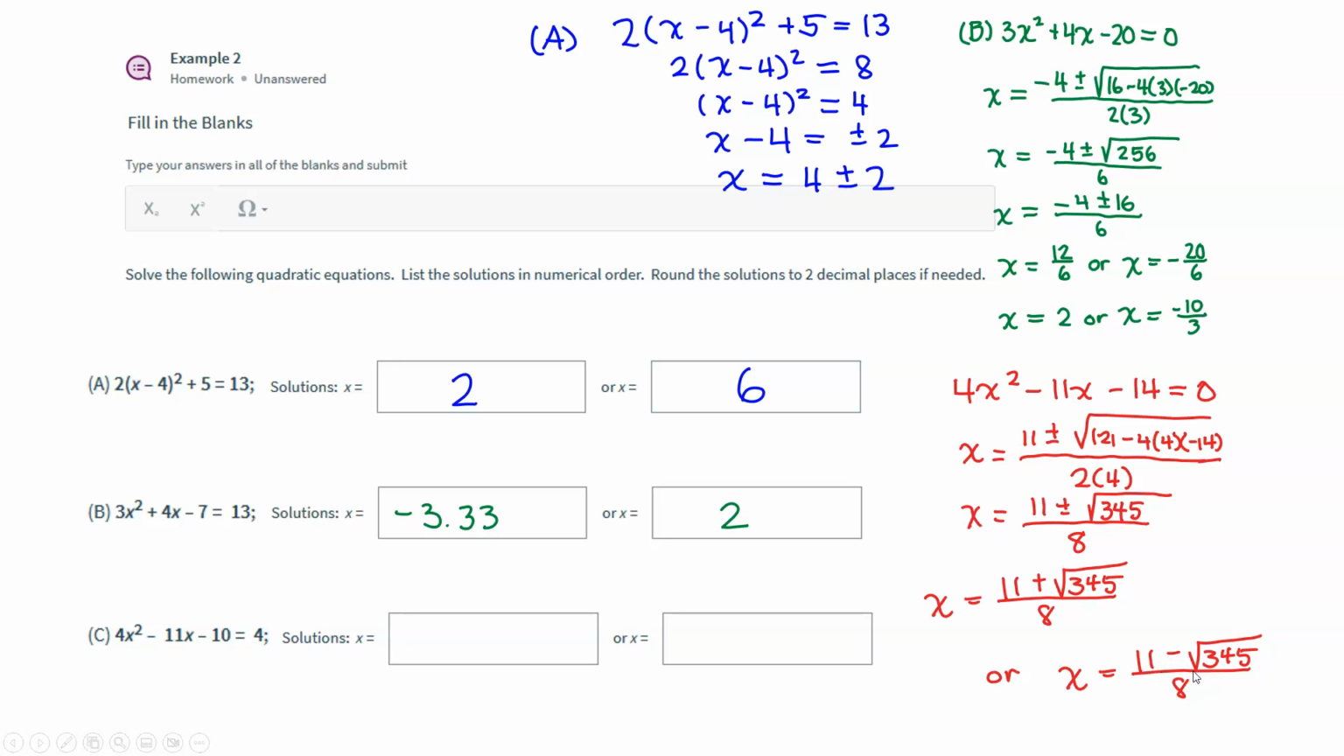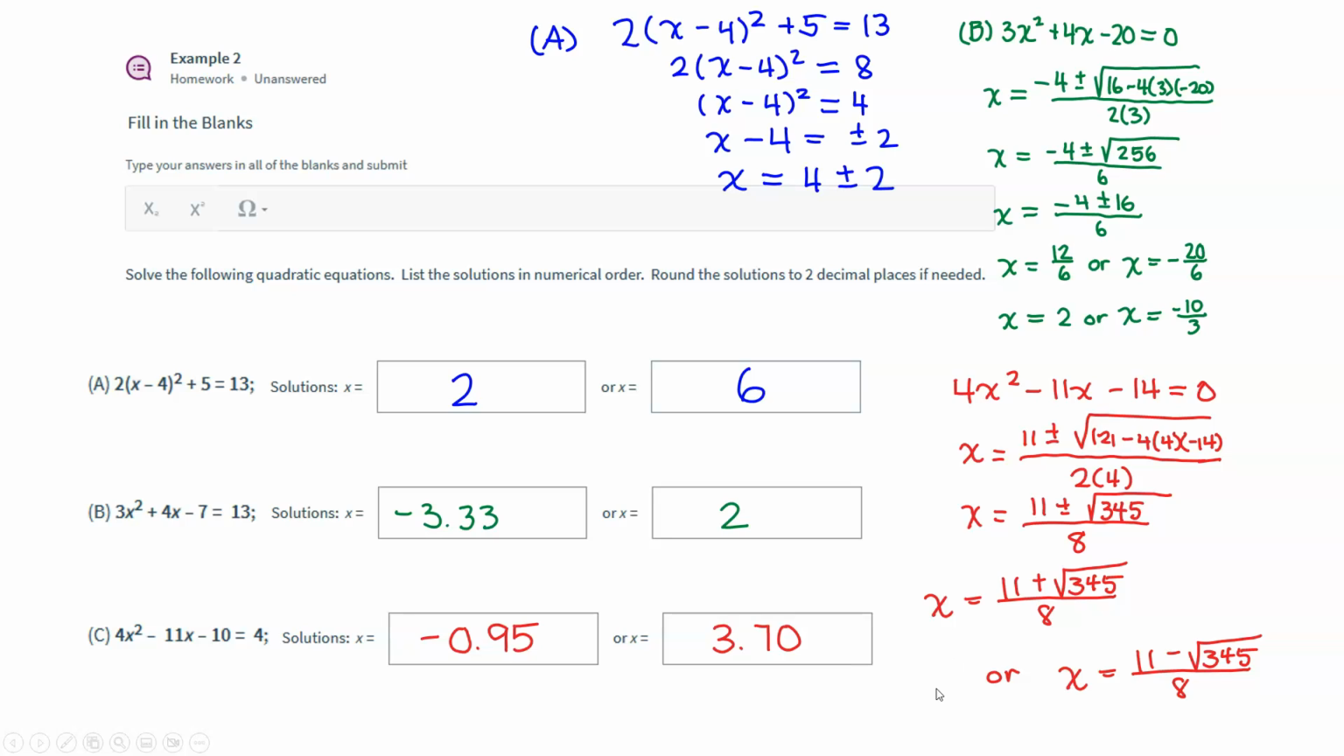If you do 11 minus the square root of 345 over 8, you get a negative 0.95 when you round to 2 decimal places. This one, when you round to 2 decimal places, is 3.70. Although you may not write the 0 there, it won't matter so much for that one.